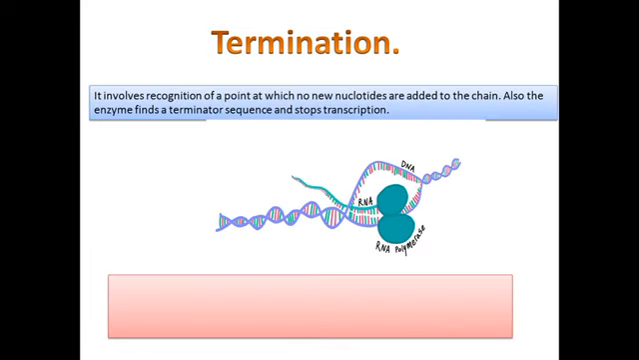Now coming to the next step, after the elongation is done and ribonucleotides have been added, now comes the question of termination. That is when this RNA synthesis is to be terminated, is to be halted. It involves recognition of a point at which no nucleotides are added to the chain. Also, the enzyme finds a terminator sequence and stops transcription. Simply, one mechanism is that this RNA polymerase, as it moves along, at some sequence there are hairpin-like structures which are palindromic in sequence, and the RNA polymerase recognizes them, and there the transcription is halted. No more nucleotides are added to this end.